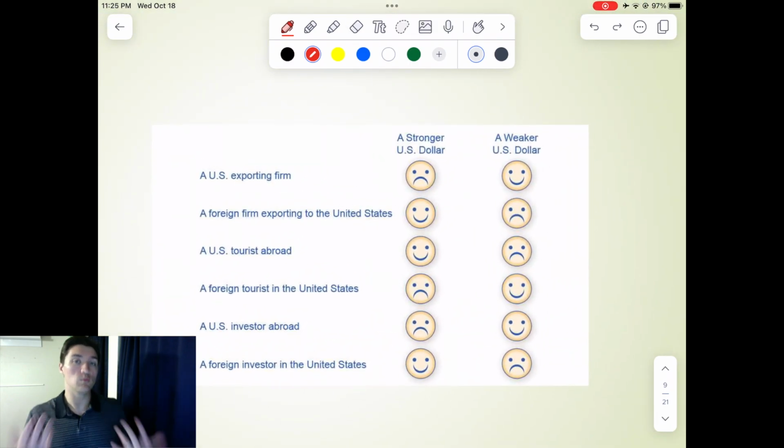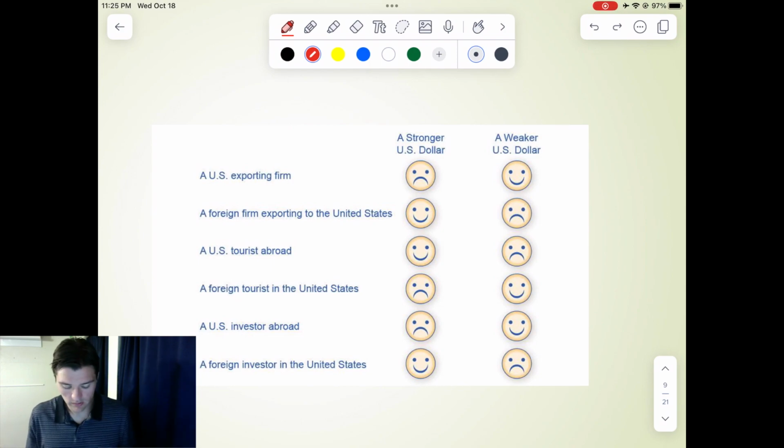Like, what do we want? Well, it depends on where you are. Do you want a stronger dollar or a weaker dollar? So basically, if you have a stronger dollar, this means you can buy more of the foreign currency. So now that you have more of the foreign currency, you can buy more foreign goods.